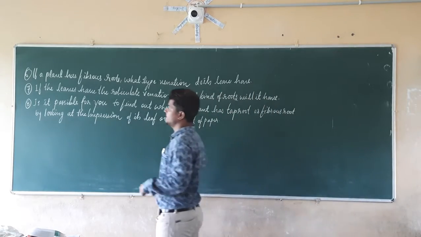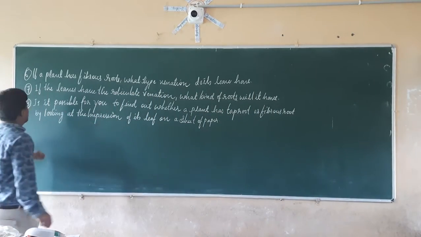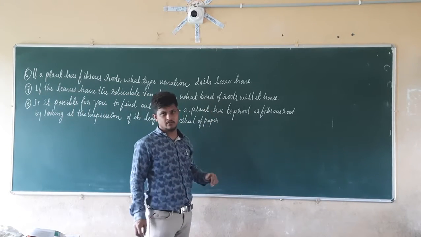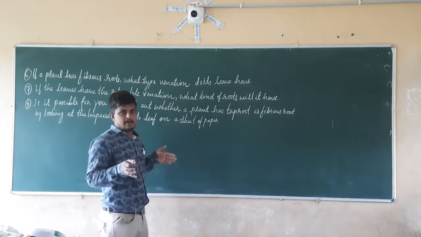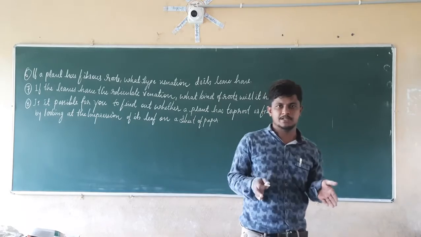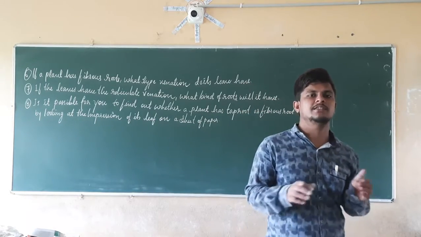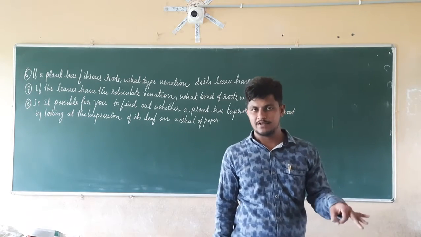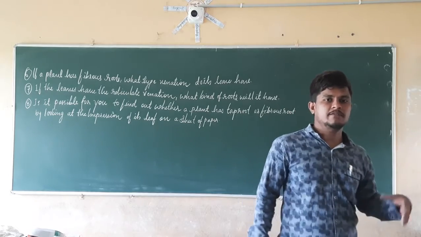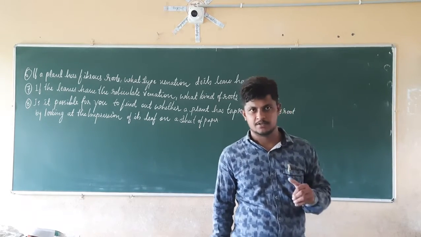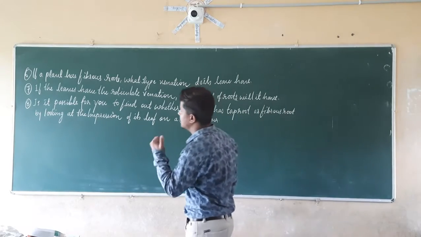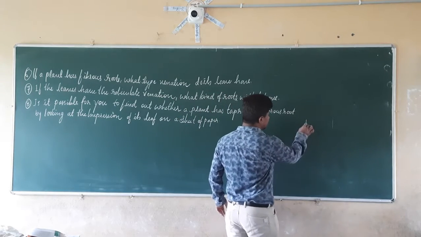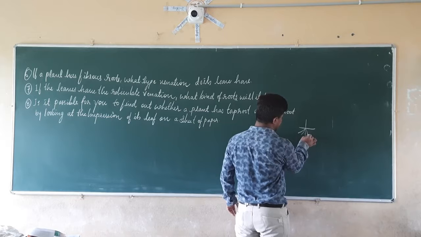Now let us consider the next question. Question number 6. If a plant has fibrous root, what type of venation does its leaf have? We already know that venation, the pattern present on the leaves, is directly interlinked with the type of root. If we know the type of root, we can know the venation of the leaf, and if we know the venation of the leaf, we can identify the type of root. So if a plant has fibrous root, what type of venation does it have? Fibrous roots are those roots which have the same equal size, and they are spread like this.